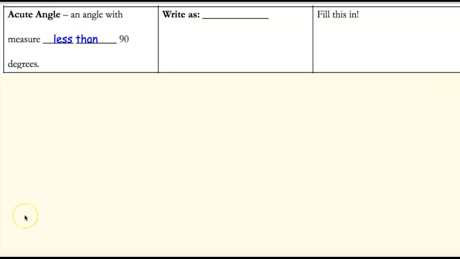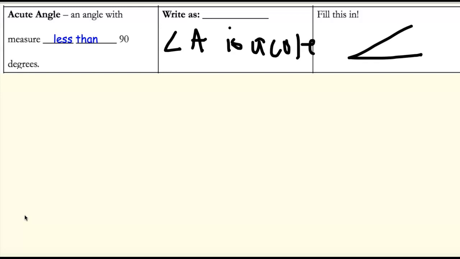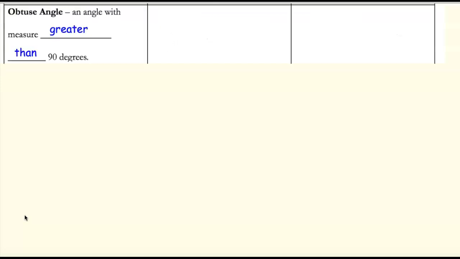And then we have an acute angle. Again, those are going to be less than 90 degrees, and we're just going to write it as angle A, let's say, is acute. And we would have something like this. And we'll call this A. Alright, let's go on to the next one.